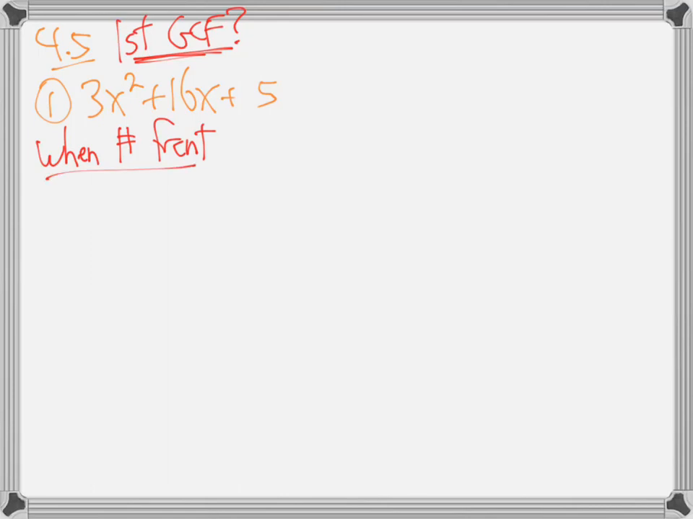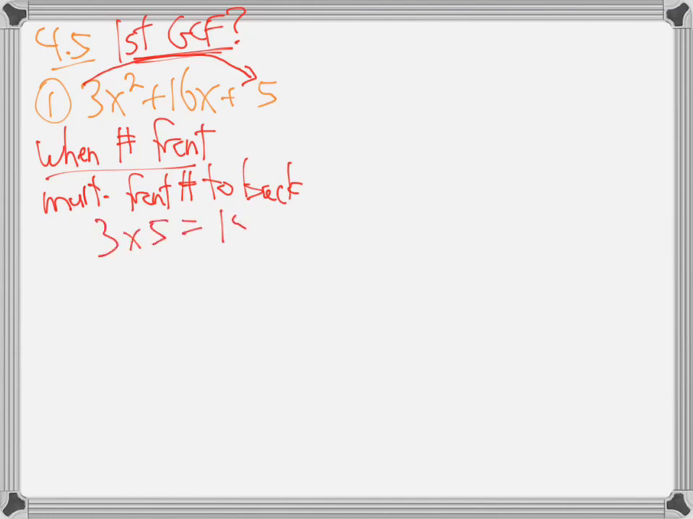So when there's a number in the front, multiply the front number to the back. So 3 times 5. You've seen this before. It's called the AC method, or it goes by other names as well. So 3 times 5, 15. That's what you use when you make your diamond thing. So we're going to make the diamond thing, and the 15 is now what you put for the multiply.